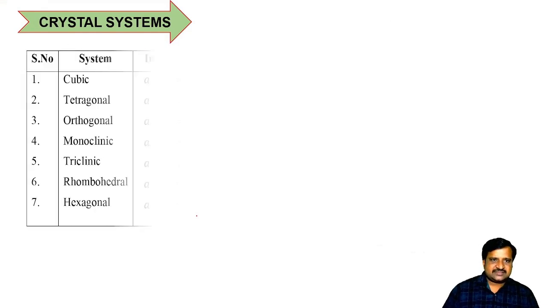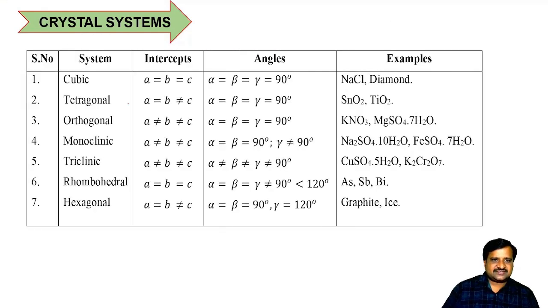So there are 7 types of crystal systems. One is the cubic: intercepts A equals B equals C, angles alpha, beta, gamma equal to 90 degrees. Example: NaCl and diamond. Next, the second one, tetragonal: A and B are equal and not equal to C, alpha, beta, gamma equal to 90 degrees. Example: SnO2 and TiO2.